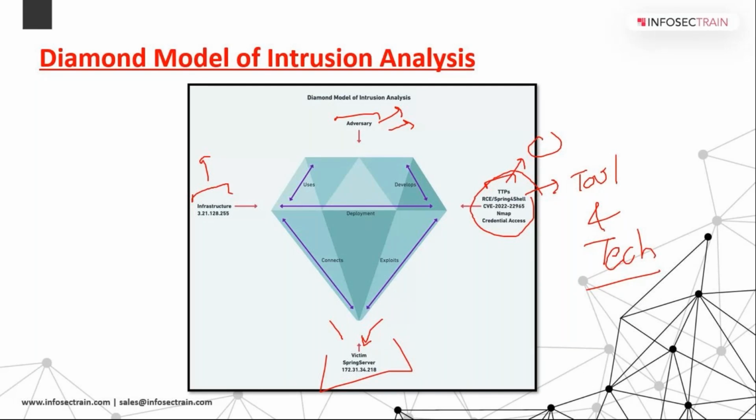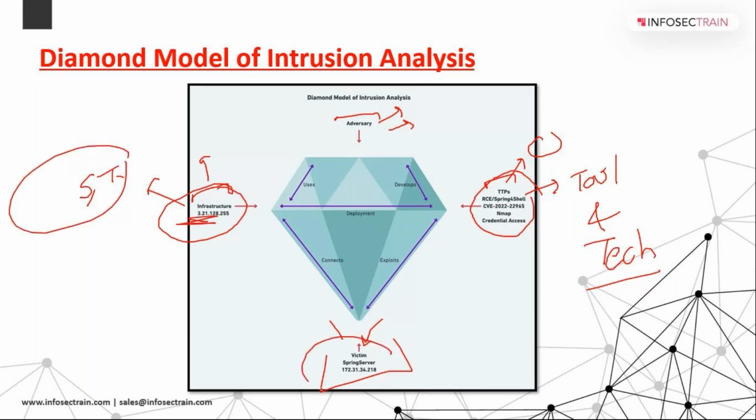Then comes the third component, which is the infrastructure. In the infrastructure component, we look at the servers being used and all the technology they are using, and we talk about that. And the victim is what? The victim is an individual target who is going to get compromised. That's what we have in the Diamond Model of Intrusion Analysis.